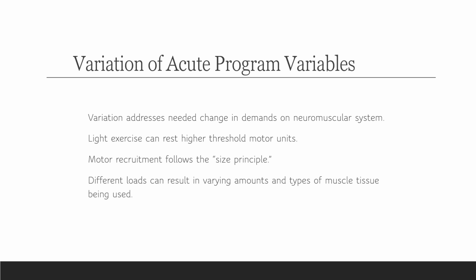Light exercise levels can be used when it is necessary to rest higher threshold motor units or motor neurons and associated muscle fibers. Motor recruitment follows a size principle because not all motor units are recruited with each exercise or resistance loading or contraction of a muscle. Different loadings can result in varying amounts and types of muscle tissue being used. Heavier loads with adequate volume recruit more muscle tissue than high repetitions of lower levels. Understanding and using the size principle is vital for developing variation in resistance training and ultimately periodized training.